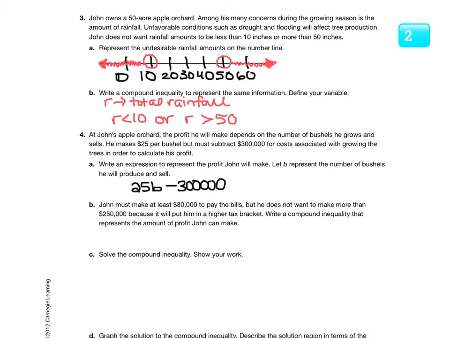Now part B says John must make at least $80,000, which means this is the bare minimum. He's got to make $80,000 just to pay the bills. But he does not want to make more than $250,000.